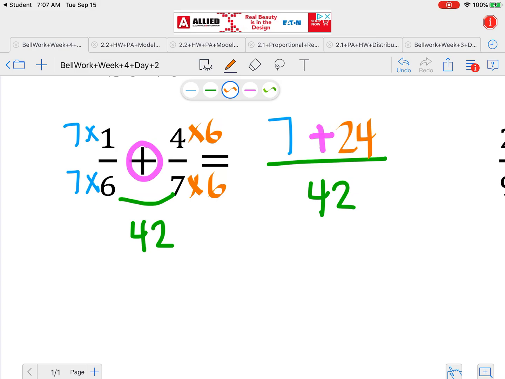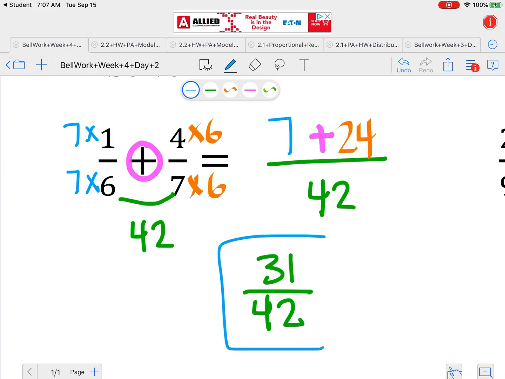Now I can do what the question says. I can do 7 plus 24 because the denominator is the same. So final answer, denominator is 42. When you add 7 plus 24, that makes 31. 31 is a prime number, and it doesn't go with 42 at all. So that would be my final answer.